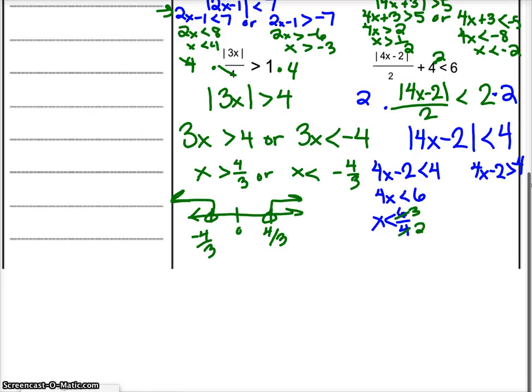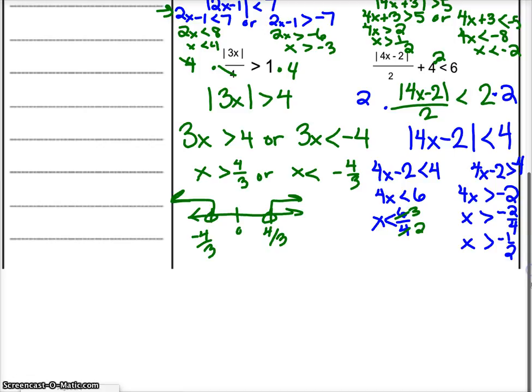Okay, solve the other one. Look at all this algebra. Who would have thought we'd be doing all this in 8th grade? 4x is bigger than negative 4 plus 2, which is negative 2. X is bigger than negative 2/4, which is negative 1/2. Okay?